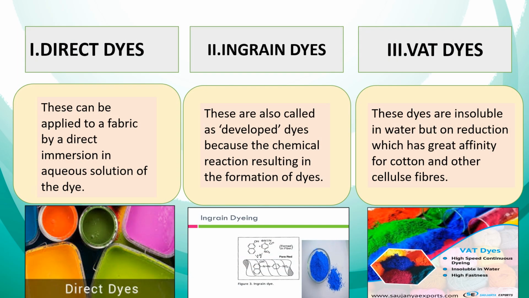Direct dyes can be applied to a fabric by direct immersion in an aqueous solution of the dye. Ingrain dyes are also called developed dyes because a chemical reaction results in the formation of the dye. Vat dyes are insoluble in water; on reduction they give a soluble form, which has great affinity for cotton and other cellulose fibers.